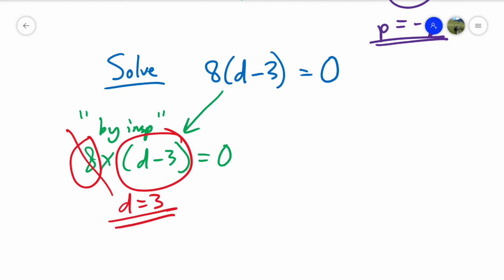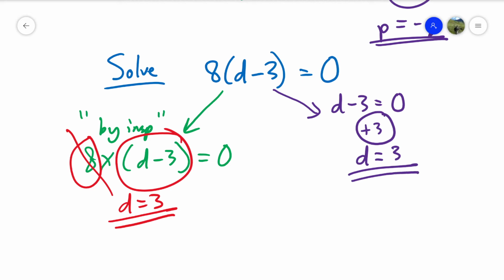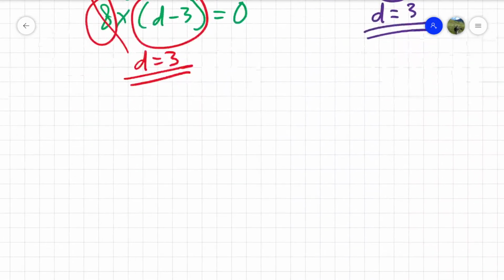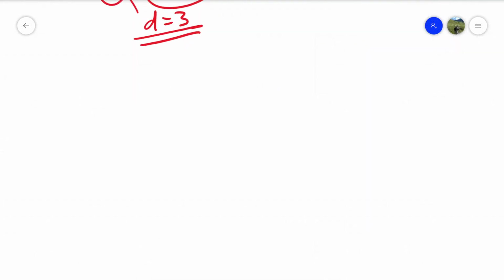To me, that's fair enough, but in an exam, I think I would probably do a bit more working. For example, you could say d minus 3 equals 0, because obviously it has to, because two things multiplied together make 0, and then you could do plus 3, which means that d equals 3. You're adding 3 to both sides, you end up with d equals 3. Next question.